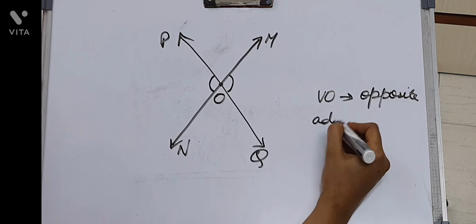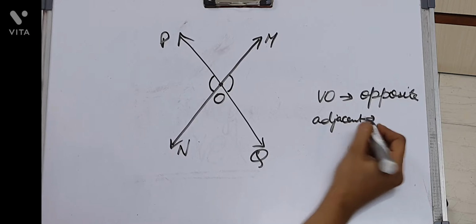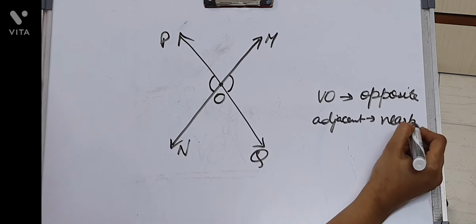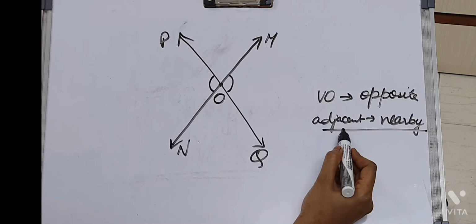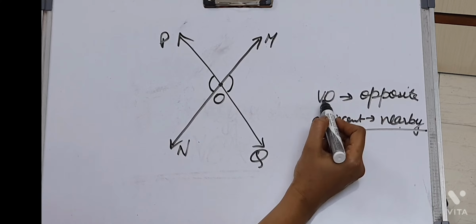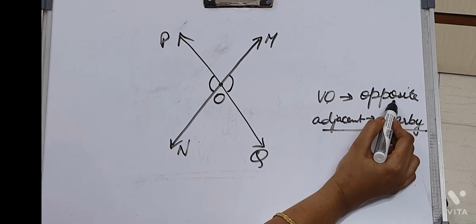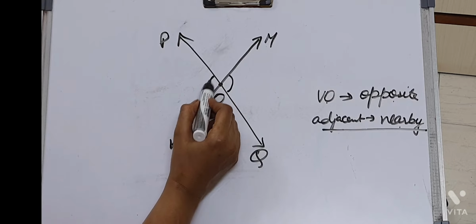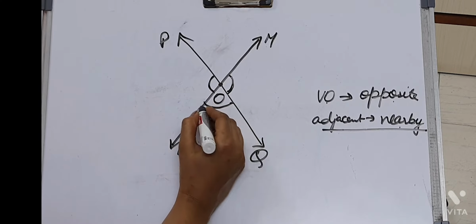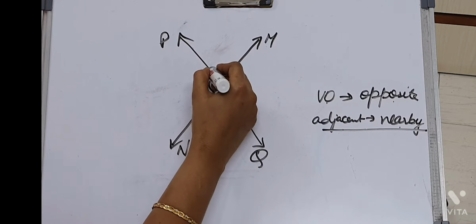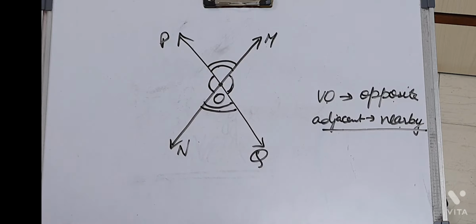And adjacent angle means nearby angle. This is in very layman terms. We can just discuss it like this. Adjacent angle is what? Nearby angle. Vertically opposite angle is the opposite angle. So here this angle and this angle are vertically opposite angles, and this angle which is opposite of this angle is here. So these are vertically opposite angles.